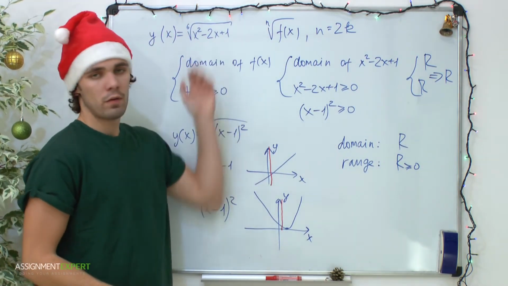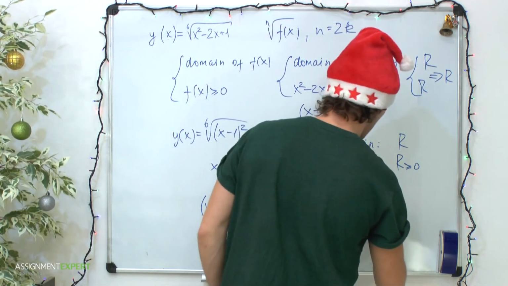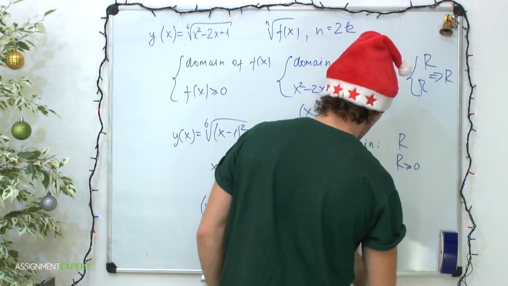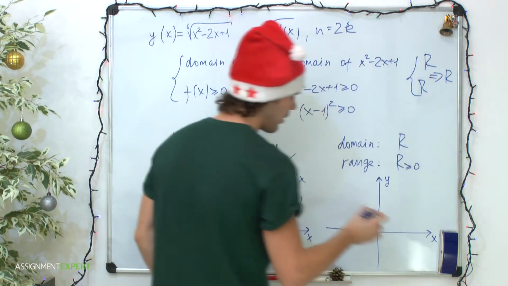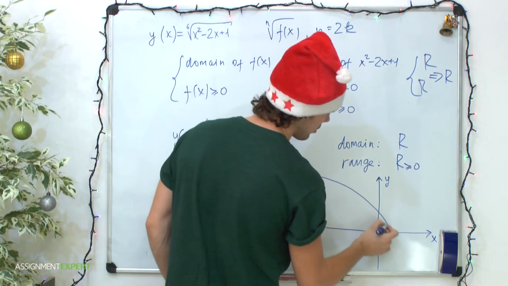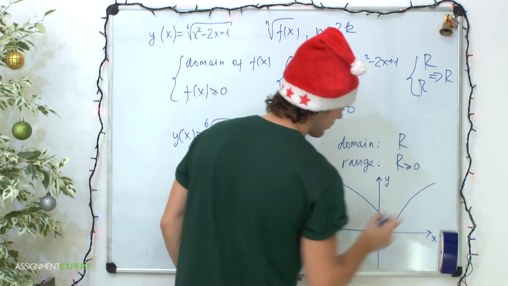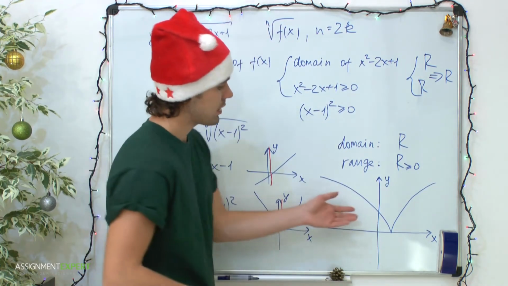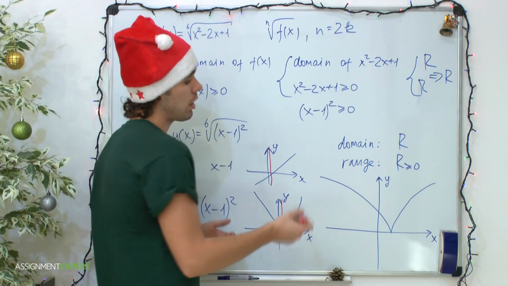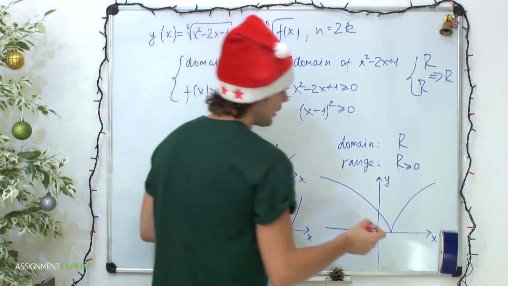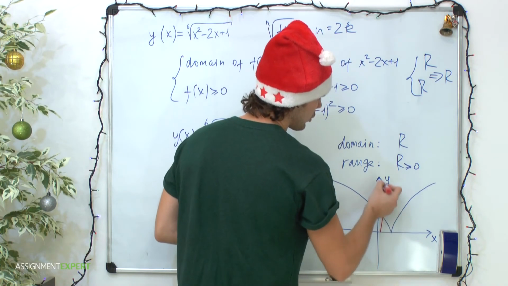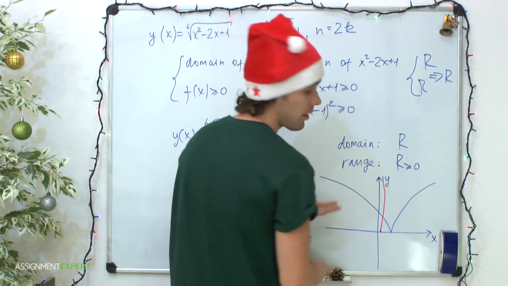Let's sketch a graph of our function. The graph looks like this. As we can see from the graph, indeed, our function is defined for all real x's, and the function can gain any value from 0 to plus infinity. That's it.